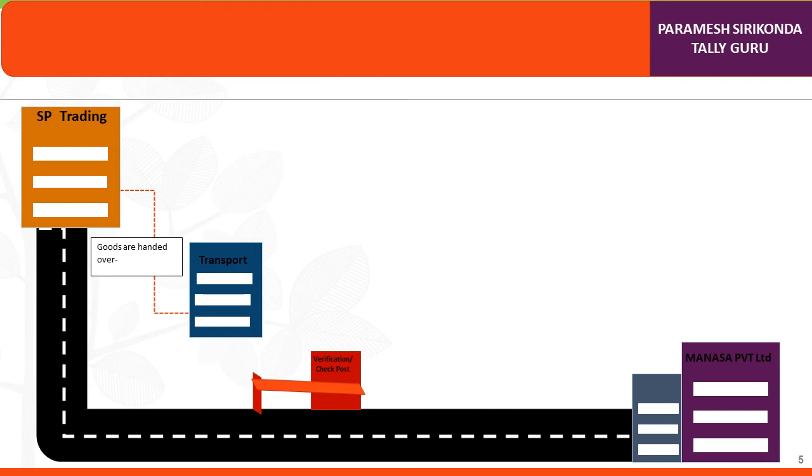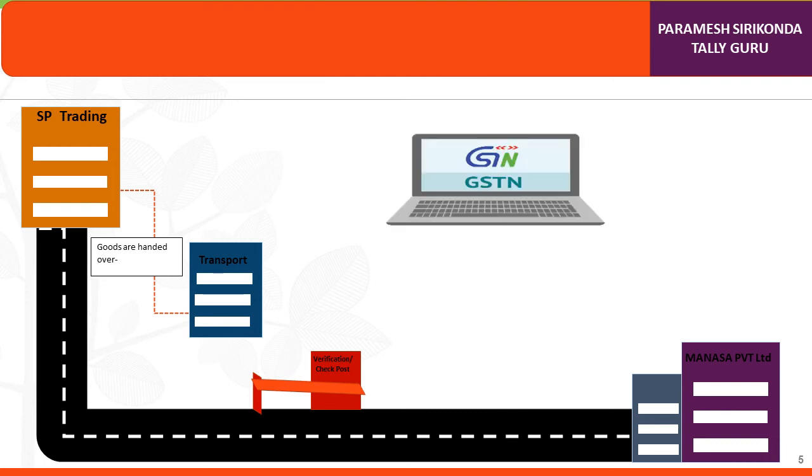Now what SP Traders have to do is upload the details of those goods. They handed over some goods to the transporter, right? The same details, the invoices, they have to upload on the Goods and Services Tax Network. We discussed GST and the meaning of e-way bill. Now they have to upload the invoice details in that portal. Next they have to upload the second thing, the transporter details. One is the invoice details, and the second is the transporter details.